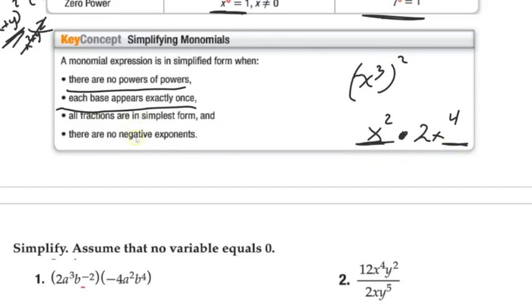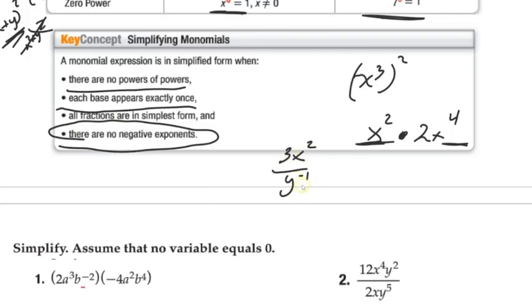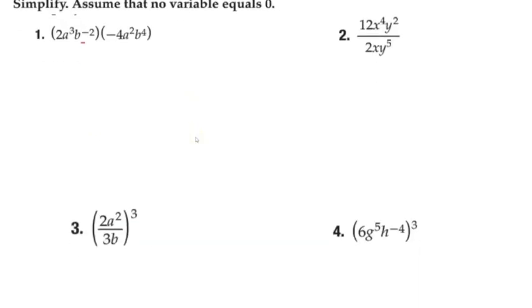All fractions in simplest form. Here's a big one. No negative exponents. If I give you this, whoa, can't have that y to the negative 1. We want to move that up. No negative exponents. I think the rest are fairly obvious. That one's the only one. And if we want you to simplify, we generally don't want negative exponents.